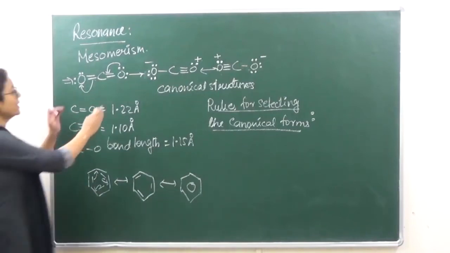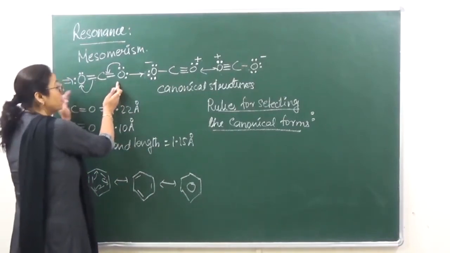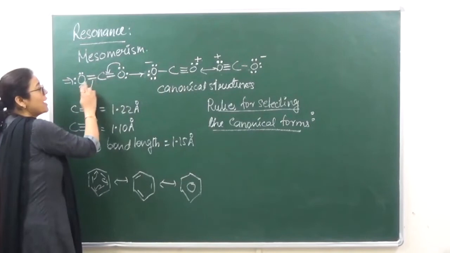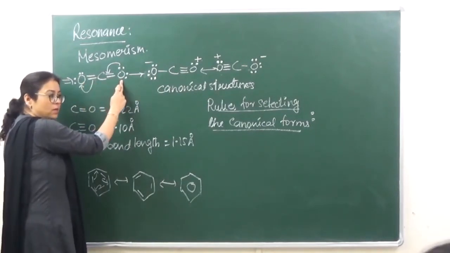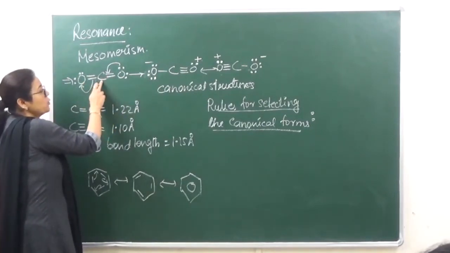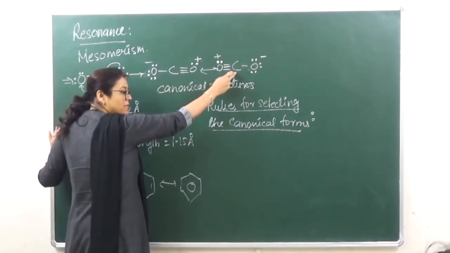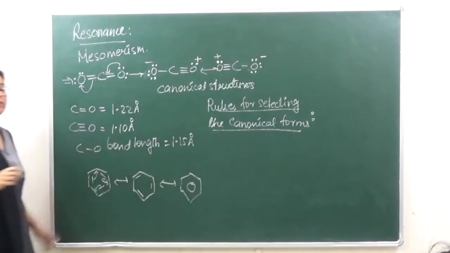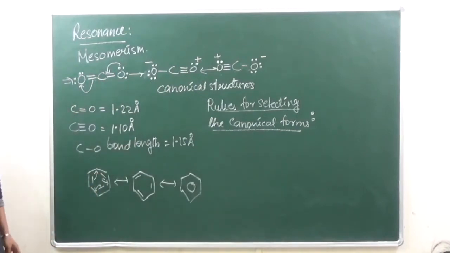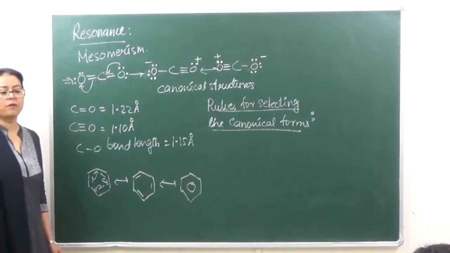So when we're looking at the skeleton structure over here, the position of the atoms should be the same. Okay? You can see over here that carbon is in the center, here also carbon is in the center, here also carbon is in the center. So the skeleton structure of the molecule does not change, right? They should differ only in the position of electrons.